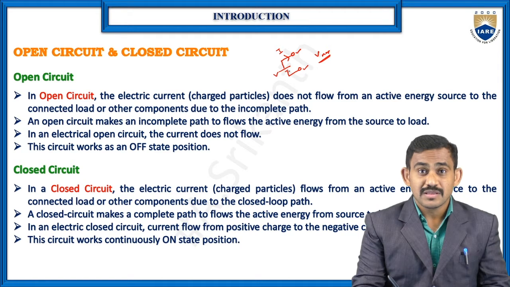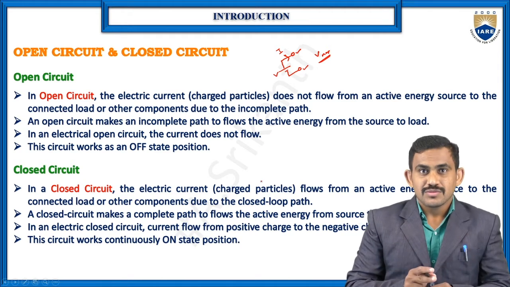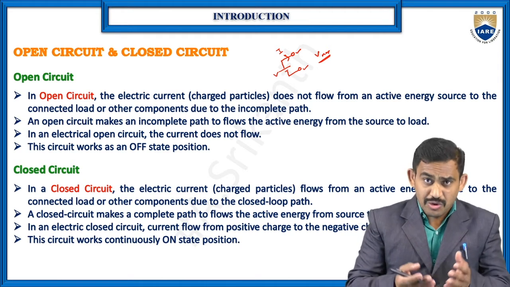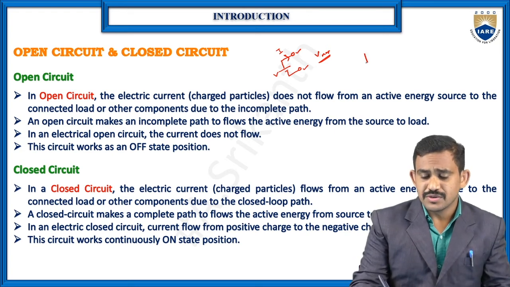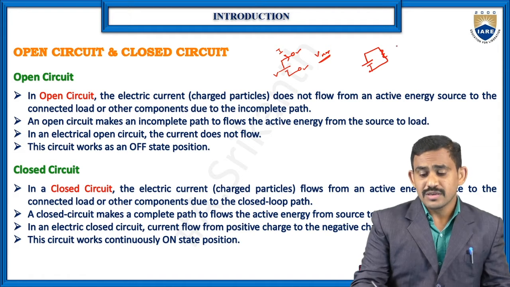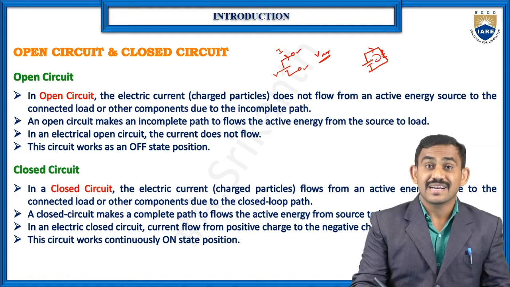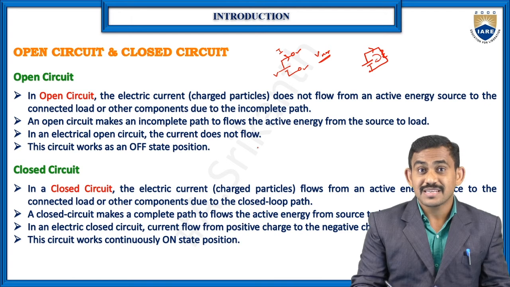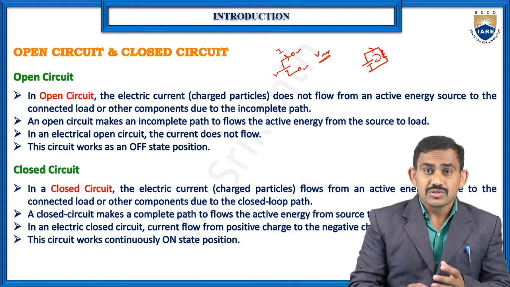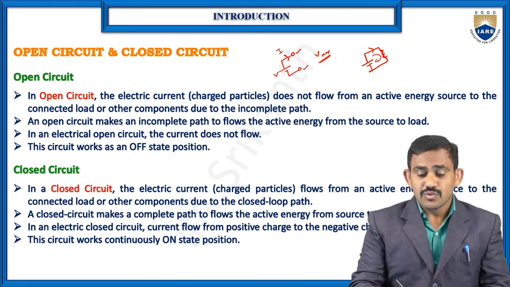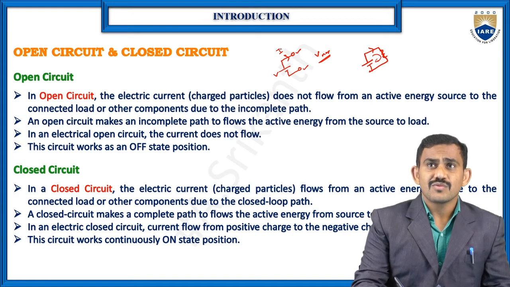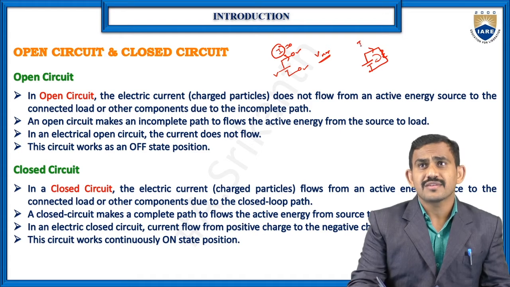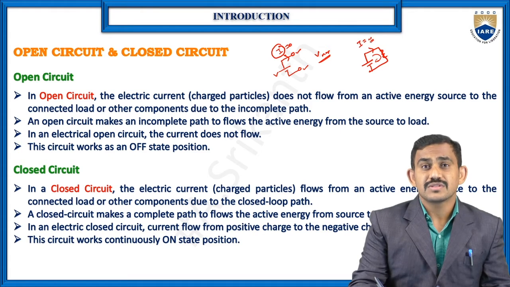There is no closed path, so for an open circuit the current is 0. Why? Because if you have a closed circuit, then only the current flow is there. With some load, then only we have some current flow, as some charged particles need to flow. So for open circuit the current is 0. For a closed circuit, we have some current value, and depending upon your load, the value will change.